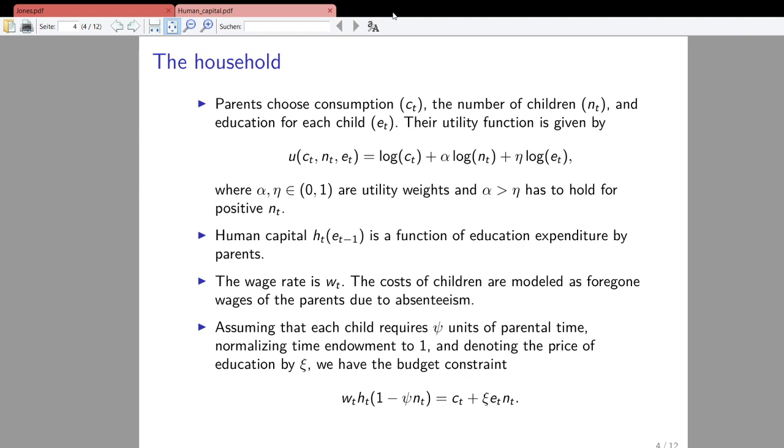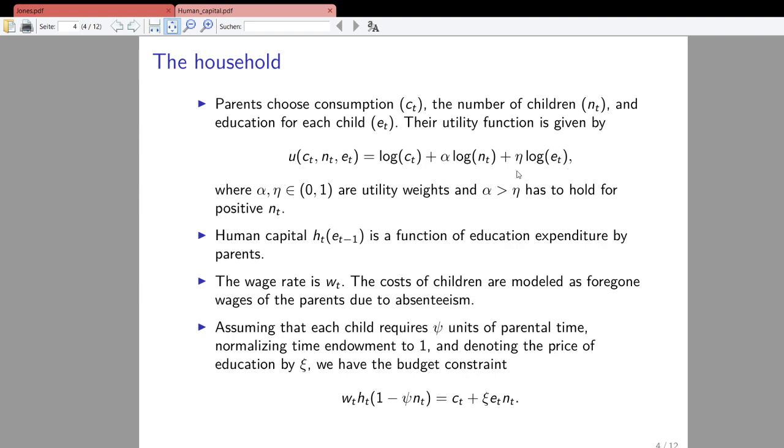So here we assume that parents choose not only their consumption, which determines their utility, but also the number of children and education of each child, denoted by e. And the utility function of parents is given by this utility function, where consumption, number of children and education show up in a logarithmic manner.